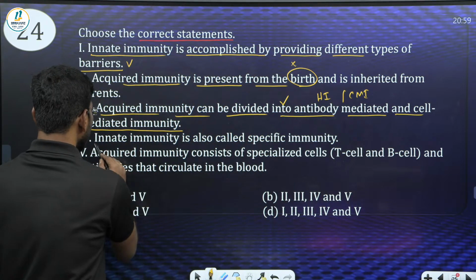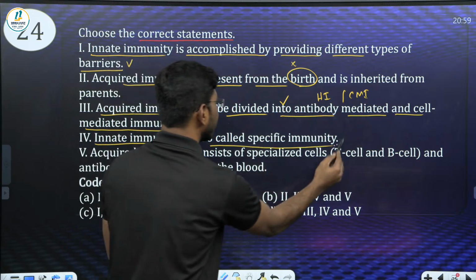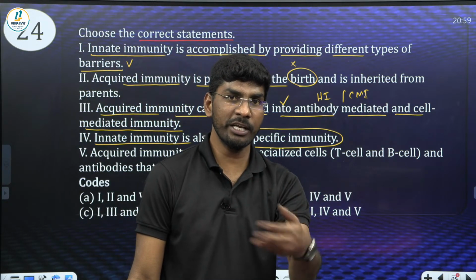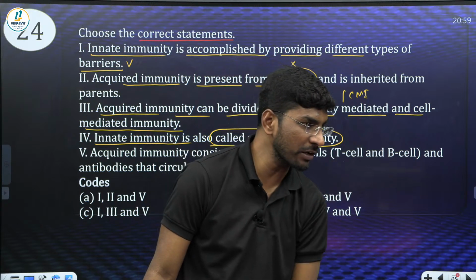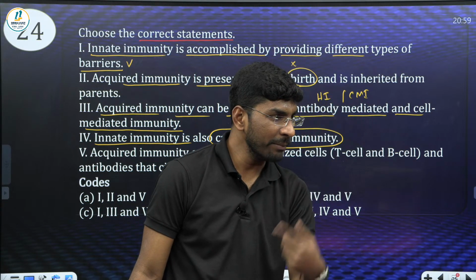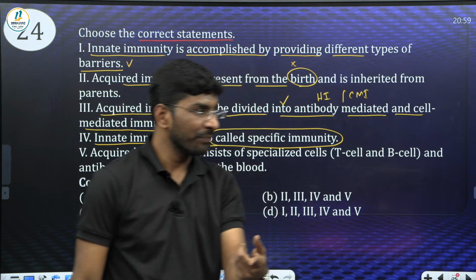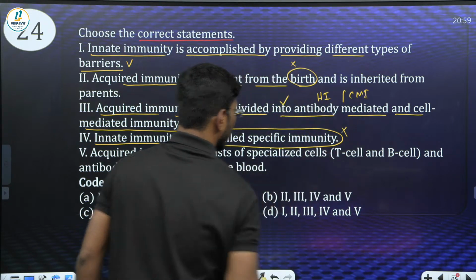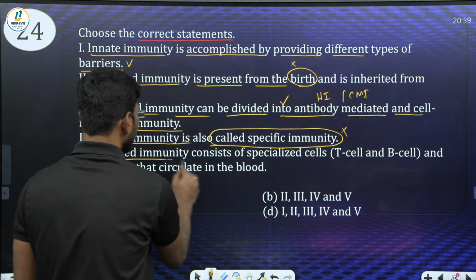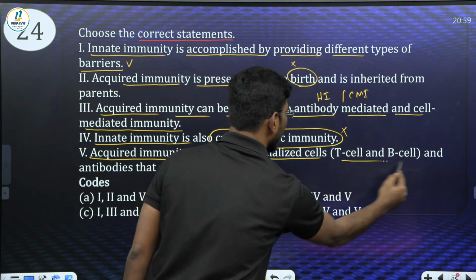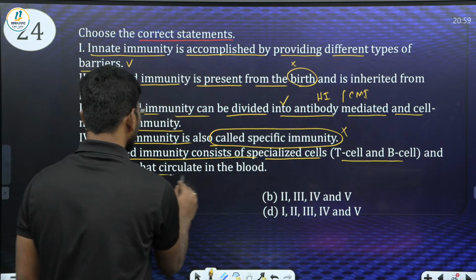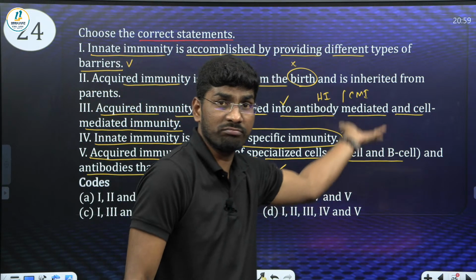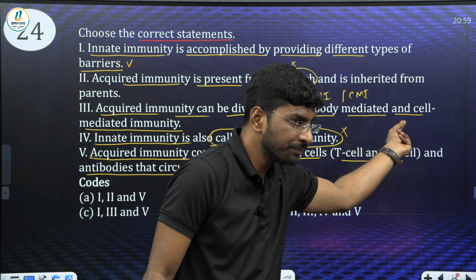What about this one? Innate immunity is also a specific immunity. Innate immunity, inborn immunity, is specific or non-specific? It's non-specific, right? So it's false. Wrong. Next, acquired immunity consists of specialized cells called B and T lymphocytes and antibodies that circulate. Statement correct. Is the last statement correct or not? Help me out fast.